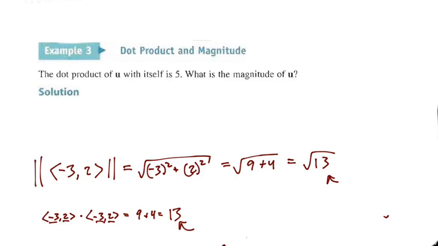So how is the dot product related to the magnitude? It's the magnitude squared. So if you're doing a dot product, u dot u, multiplying those together, I just have to square root it, and that gives me my magnitude.